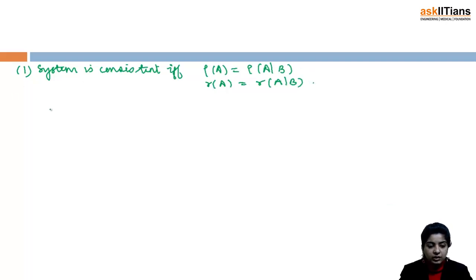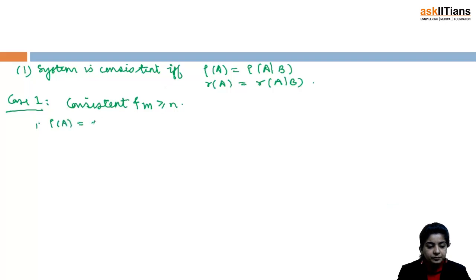Now, on the basis of this and the relation between M and N, you can have certain cases. Case 1 is when the system is consistent, which means the ranks are equal, and M is greater than or equal to N. Now if rank of A and rank of A augmented B are equal and are equal to N, this implies that the system has a unique solution.